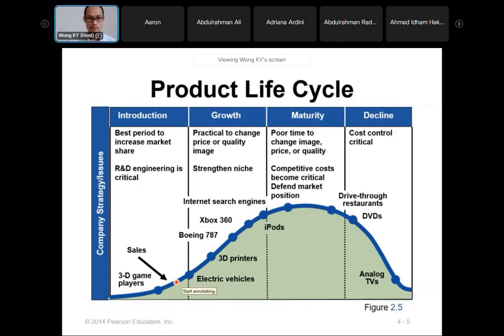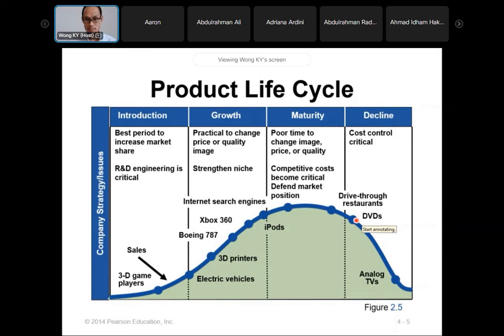For example, in Malaysia, it's still not very common. In Singapore, it's more common. You see, in Singapore, there are more charging points. But in Malaysia, I don't see any at the moment. Right, so electric vehicle is at this stage here, between introduction and growing stage. And another example, for example, DVDs. DVDs are already in the decline phase.